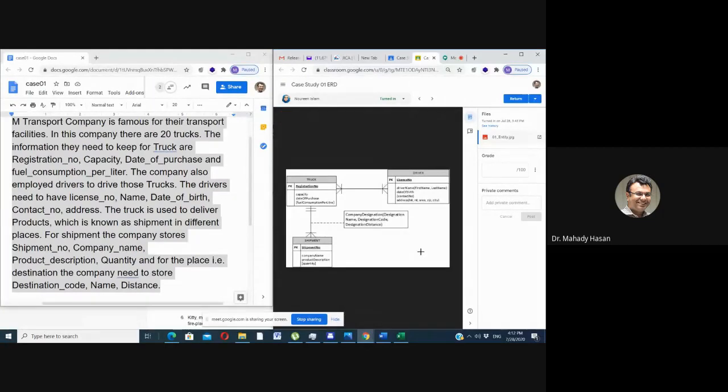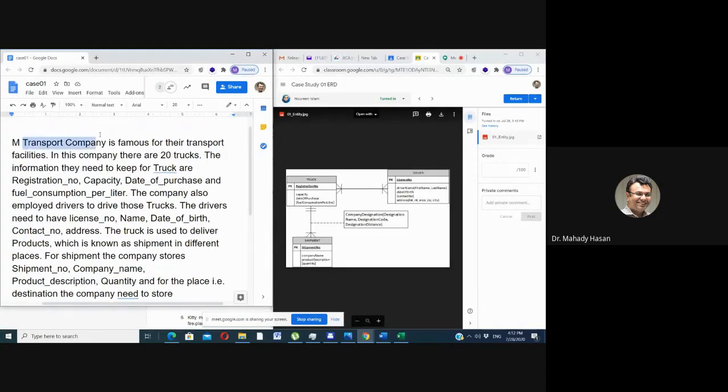Okay, let's see. A transport company. When I find noun phrases, I have the tendency to highlight them as possible entities. That's why I'm highlighting: the transport company is famous for their transport facilities. In this company, there are 20 trucks. The information they need to keep of the truck are registration numbers. So that means truck is definitely my entity.